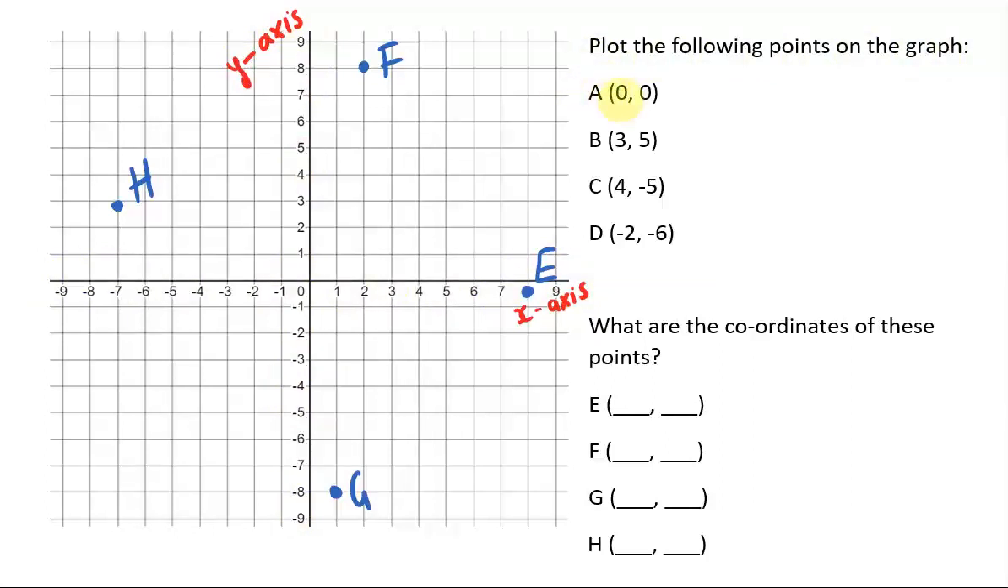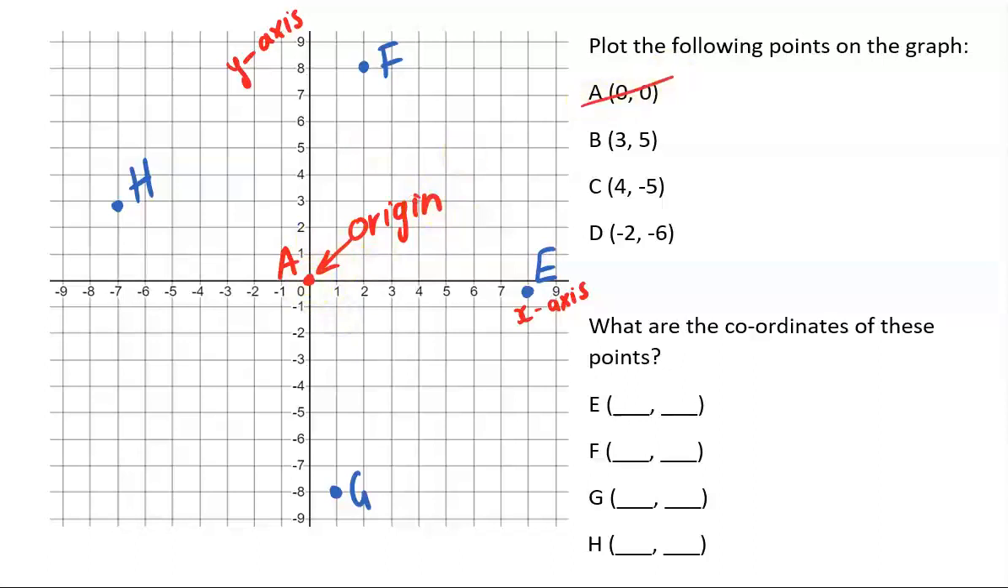So if we have a look, our first question says, plot the following points on the graph. Point A at 0, 0. Now this point 0, 0 has a special name. It's called the origin. So if we plot that on the graph, it's the point where our two lines intersect. This is point A, and that's called the origin. That's a really important point on our graph. It's the point we start from for plotting all of our other points. So that's point A plotted.